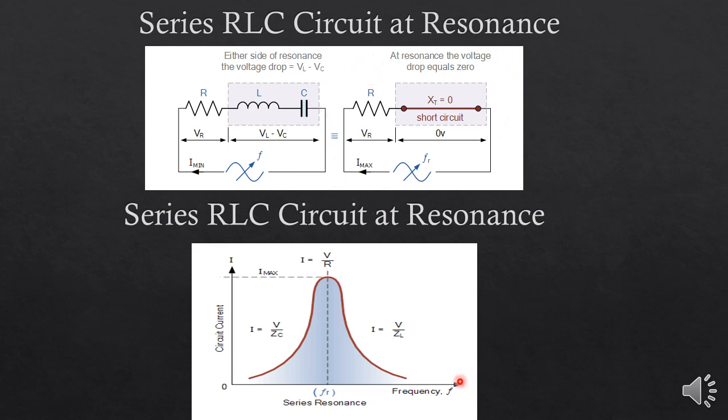This is the frequency response with respect to current. Here you can see at the resonant frequency, the current of the circuit is maximum, whereas before and after the resonant frequency, the current is minimum.